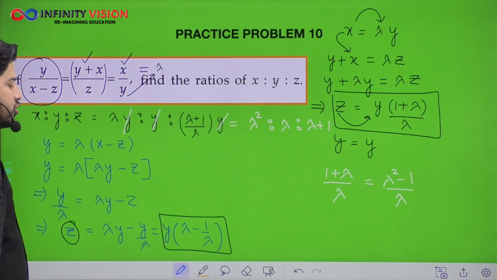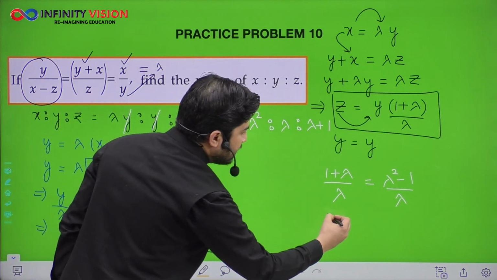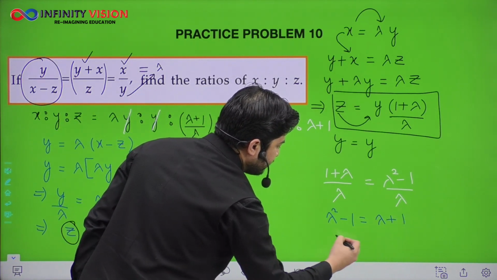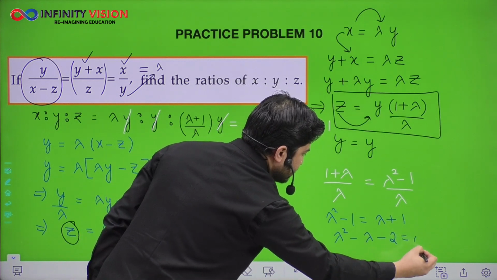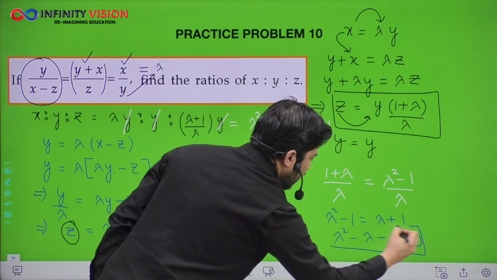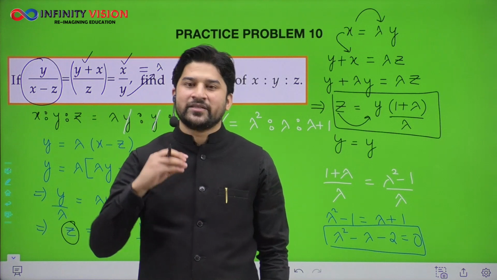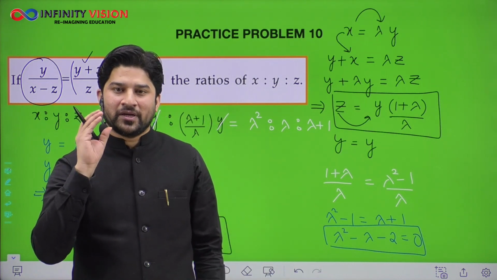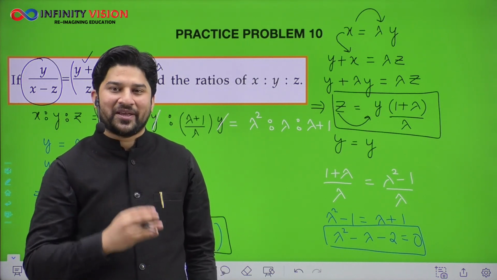Right? So now you've got a quadratic equation which says lambda square minus 1 is equal to lambda plus 1, and if you try to solve this, it would be lambda square minus lambda minus 2 equals 0. How do you solve a quadratic equation? You have three methods. One is by splitting the middle term and factorizing it. The other is by making it a perfect square, and the best one is to directly apply the formula.